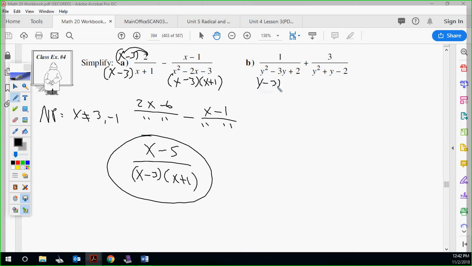Y minus 3. Oh, no, y minus 2, excuse me. Okay, y minus 2, y minus 1. This one's going to be y plus 2, y minus 1. So these ones are missing. They're sharing the y minus 1, and they're missing 1 from the other side. So this one is missing a y minus 2. This one's missing a y plus 2.